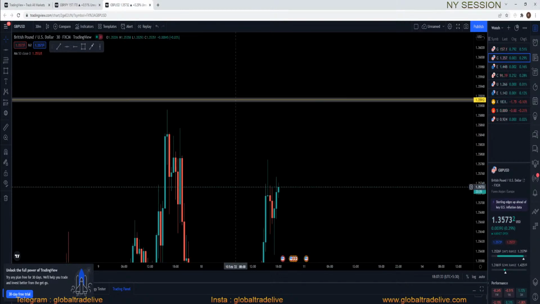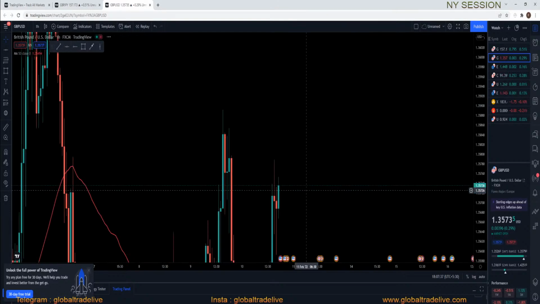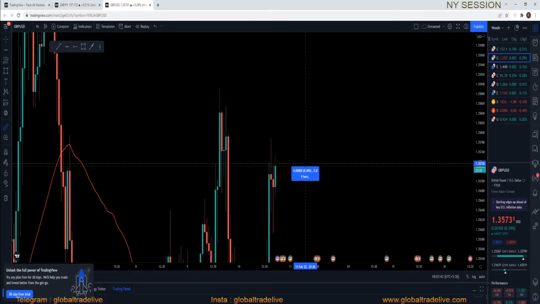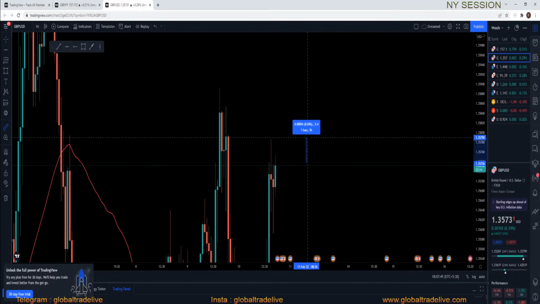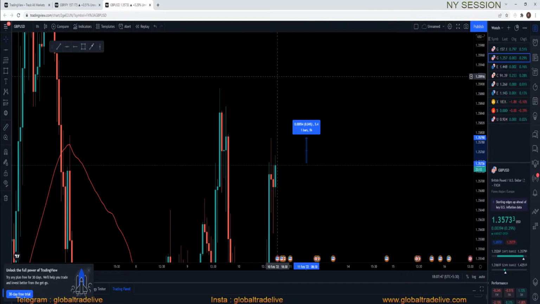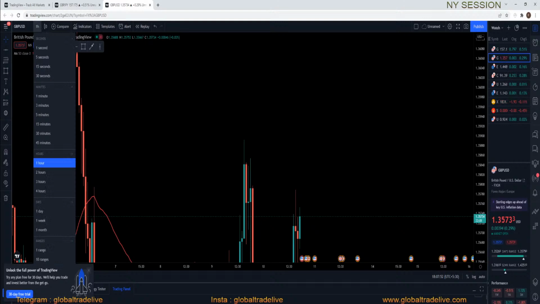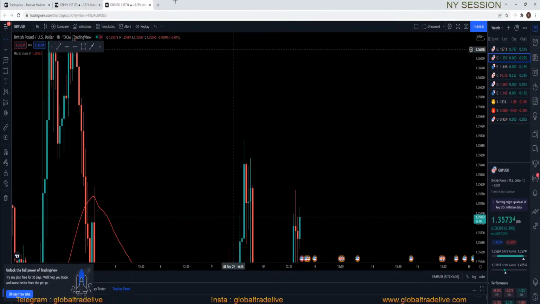So if I look at GBP USD, the GBP USD 1 hour candle broke the high of the previous one. Now it can go up to fill this wick over here, which is at 5.4 pips. So there is no range basically in GBP USD. So what I'm gonna do is redo the analysis over here in GBP USD.